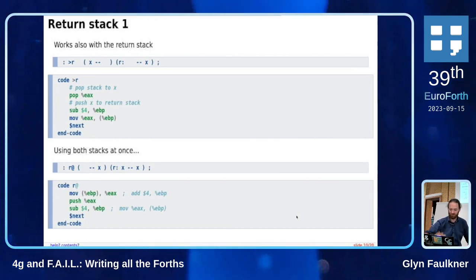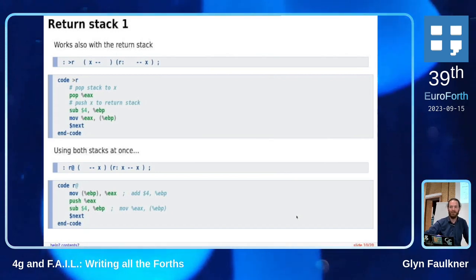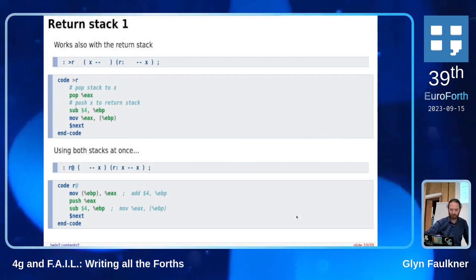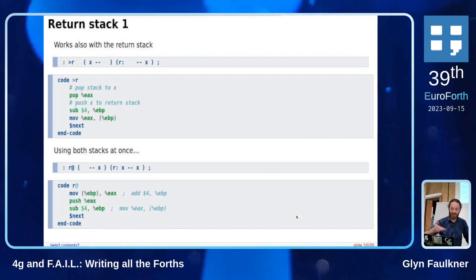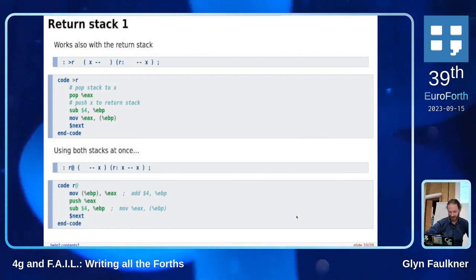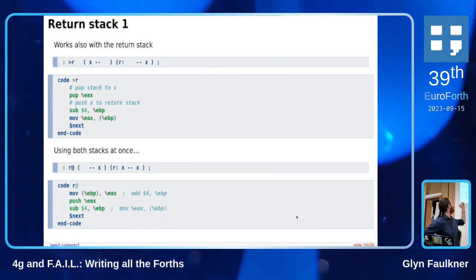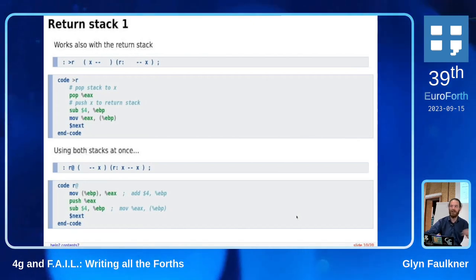Implementing to-R turns out to be trivial using the same syntax. You have a new word, open bracket R colon, which tells the FAIL interpreter that I'm now pushing and popping to the return stack rather than to the data stack. And you get something like that, and there's nothing to stop you using both stacks at once. It will generate something working, it'll do things in the right order.